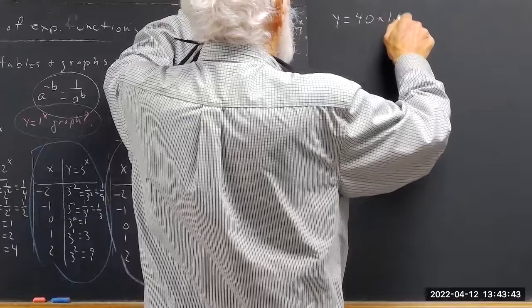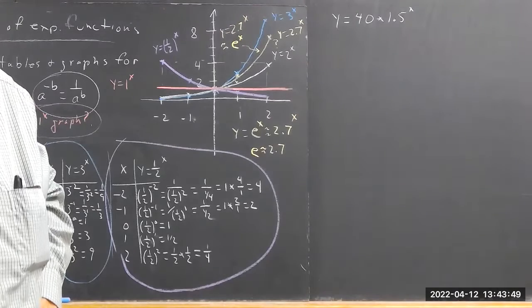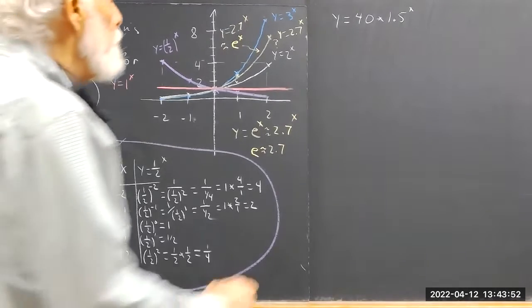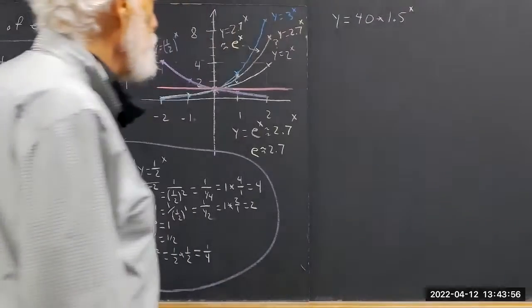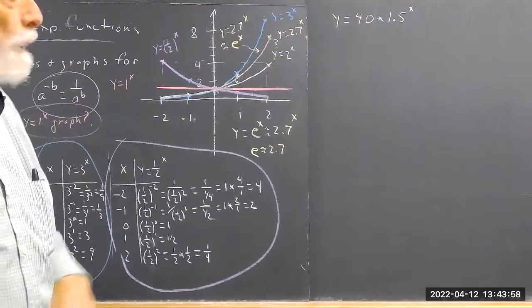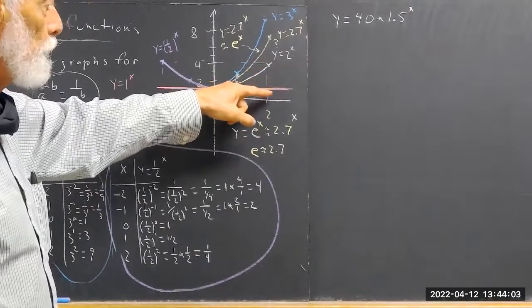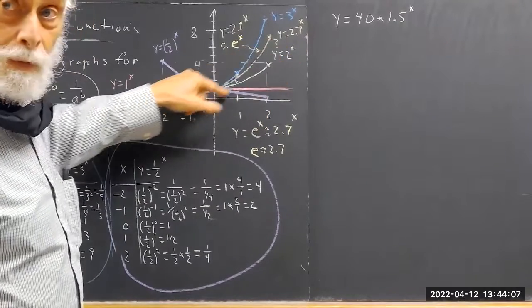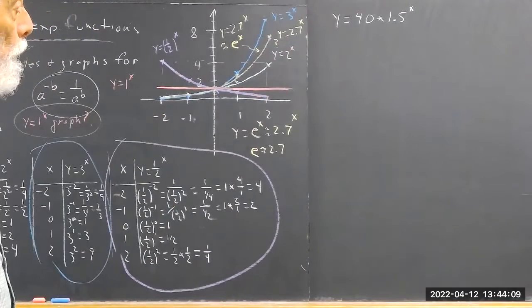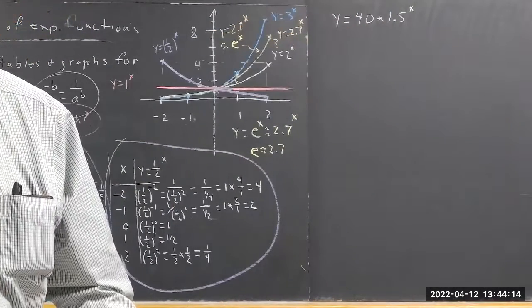We've got a function like y equals 40 times 1.5 to the x. First of all, where's your 1.5 to the x graph? Well, 1.5 is between 2 and 1. This is 2 to the x. This is 1 to the x. So it's going to be in between here. But it's also going to be vertically stretched by a factor of 40.